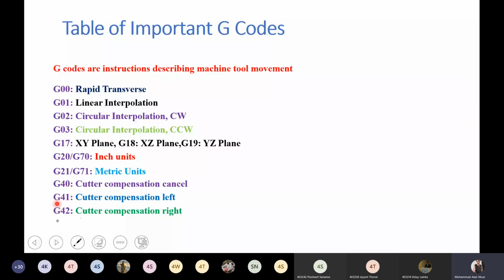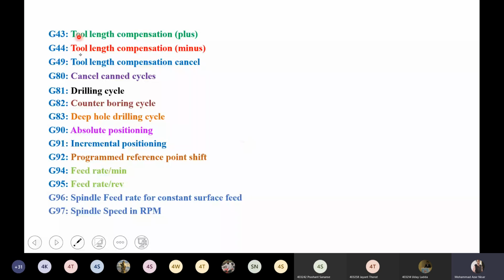Then G41 is cutter compensation left. When the cutter is cutting from the left side, meaning outside of the workpiece, then you have to use G41. And for inside, where pocketing or any kind of contour milling is there, then the G42 code is used, G42 for the compensation.